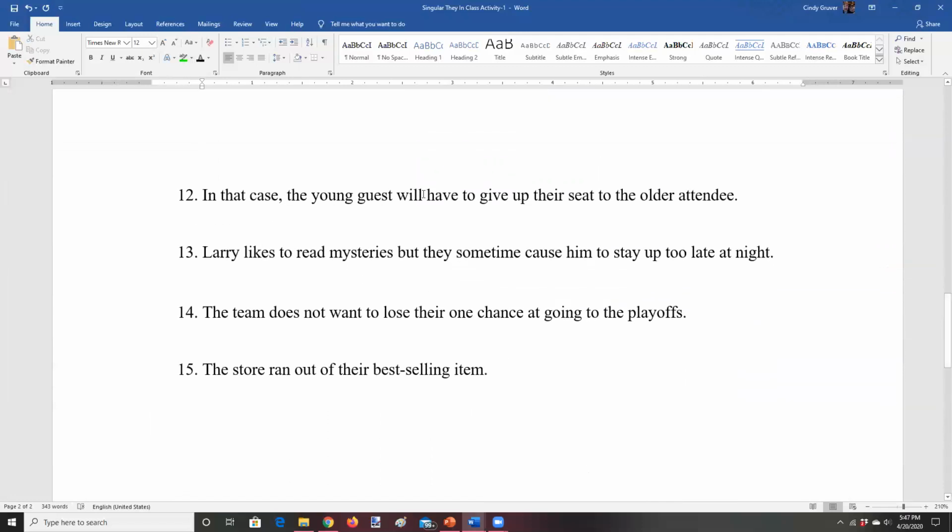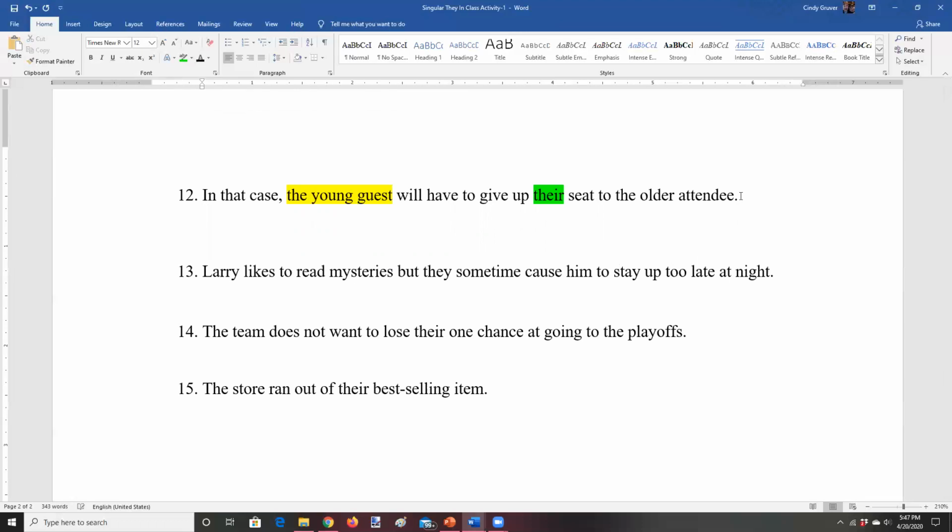In that case, the young guest will have to give up their seat to the older attendee. So the young guest is our antecedent. We can see there's no S at the end of guest, so it's singular, and yet we use the plural here. And of course, again, we don't know the gender of the young guest. We don't know if it's a man or a woman or a boy or a girl. So we could write that. In that case, the young guest will have to give up his or her seat.